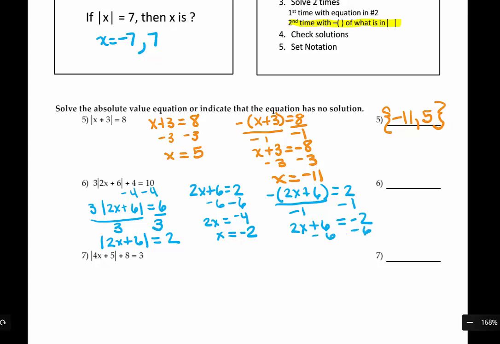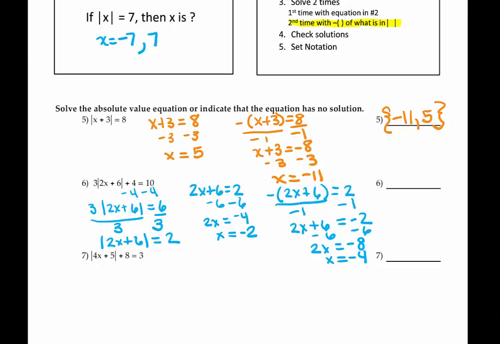Subtract 6 from both sides. 2x is then equal to negative 8. Divide both sides by 2. I get x is equal to negative 4. Check my solutions. Plug them in. Make sure that they work.